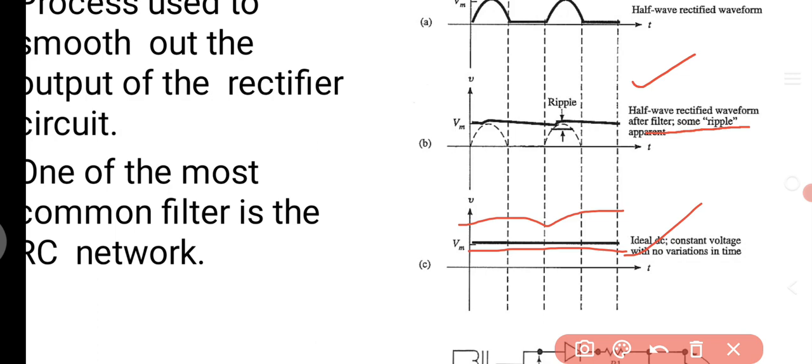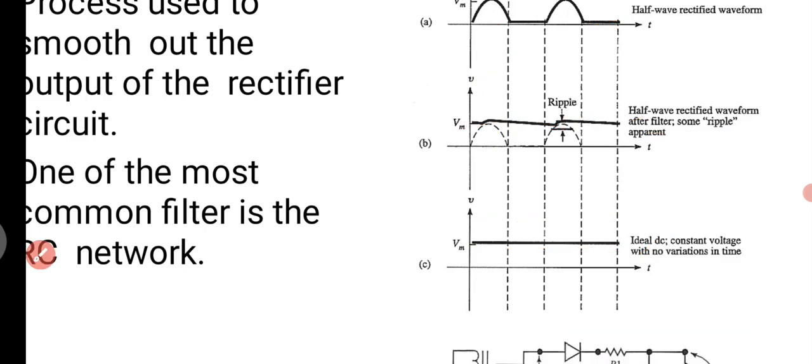But in case of rectifier output, you can get the pulsating DC. That means some AC components will be present. So these AC components will be filtered out by using the filtering circuit. You can get the approximately DC output, that is called filtering. The most commonly used filter is the RC network.